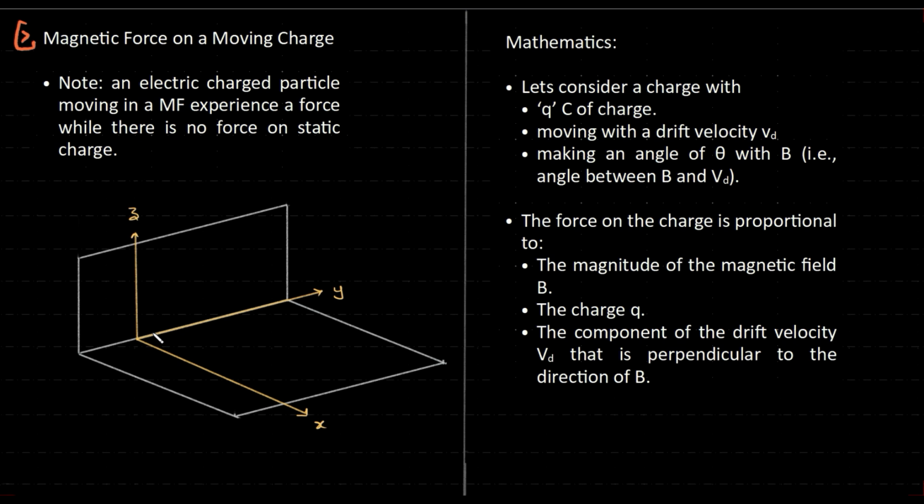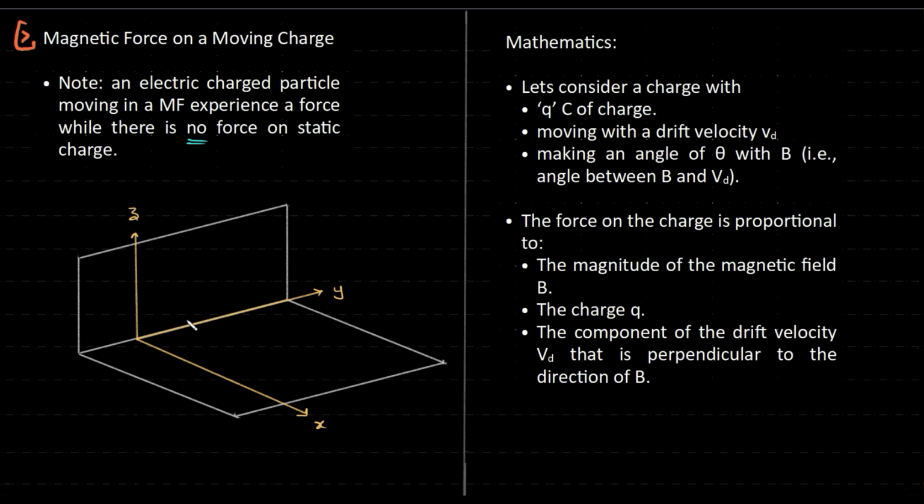From this video, we'll understand how a motor or a generator works. And actually, not or, and. For that, we need to understand that a moving charge in a magnetic field will experience a force. Again, an electrical charge particle moving in a magnetic field experiences a force, while there is no such force for a stationary charge.